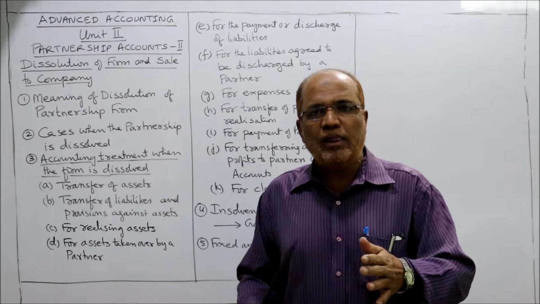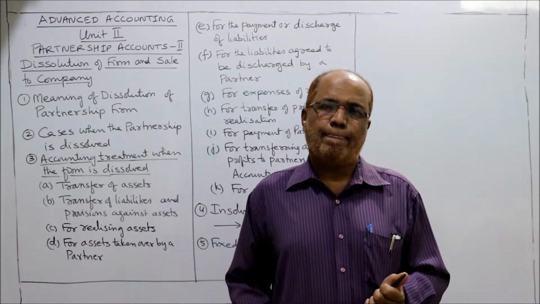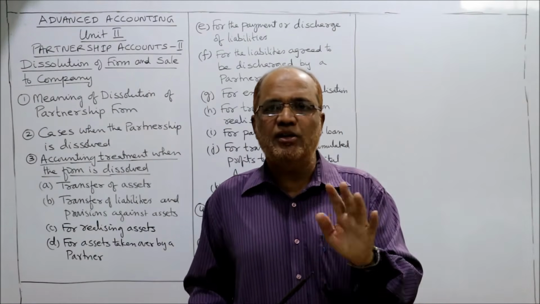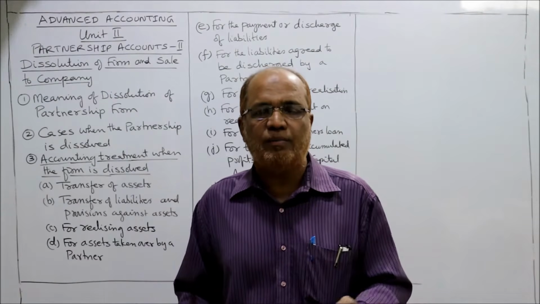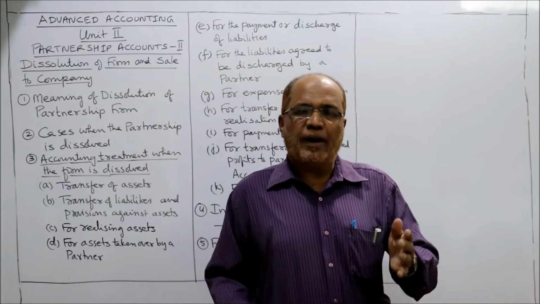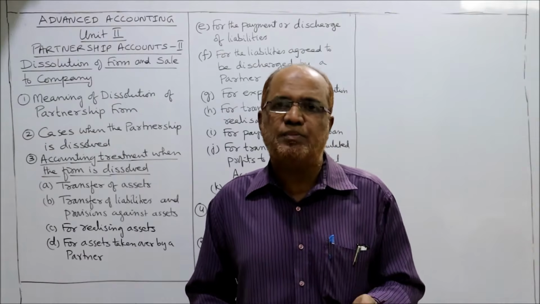Second case, all the partners except one have become insolvent. Three partners are there, A, B, C. Out of the 3, 2 partners have become insolvent. Only 1 partner is remaining. Automatically the firm will be dissolved because 1 partner cannot run the partnership business. Thirdly, the business of the partnership has become illegal.